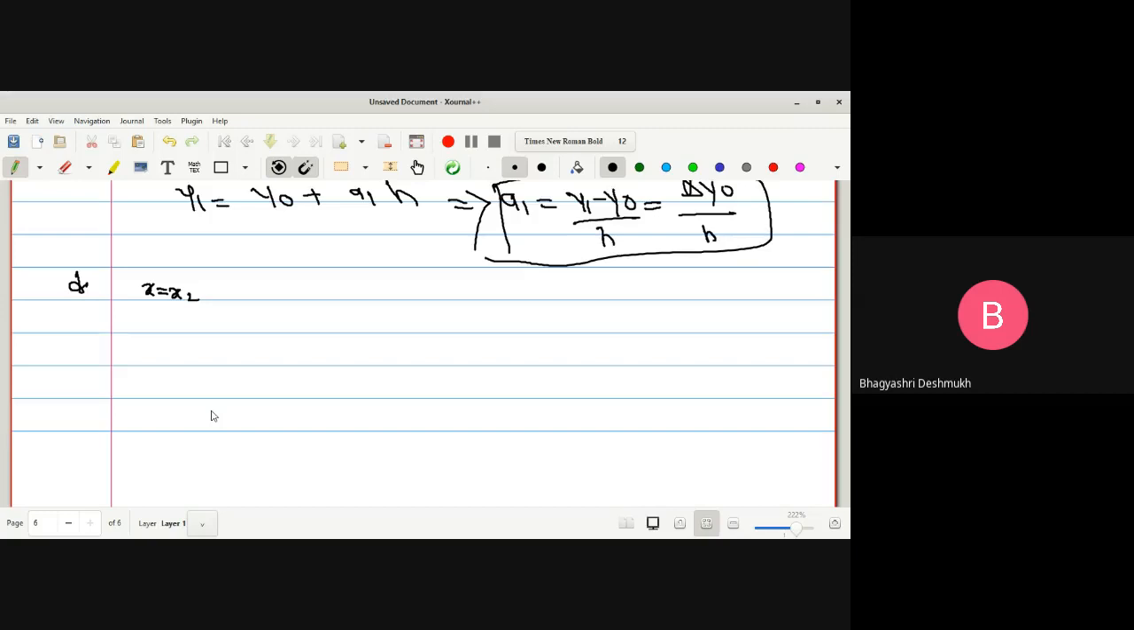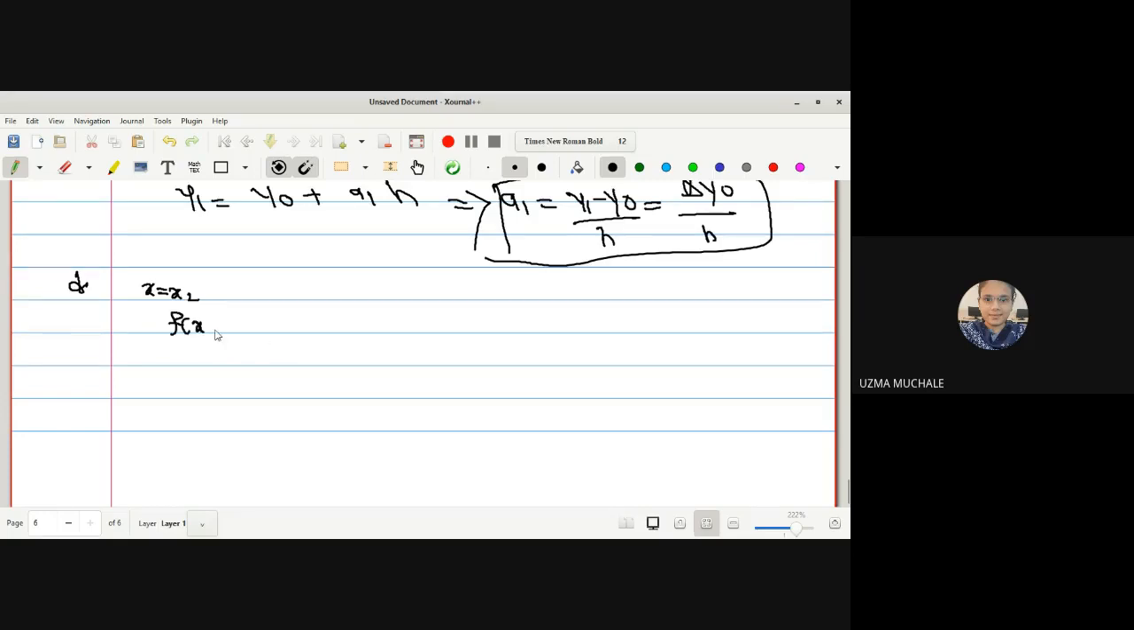2h squared a2 is equal to delta y2 plus delta y1 minus 2 delta y0 upon 2h square. Right, ma'am? Divided by 2 h square is correct, but we have to adjust the terms, whatever we have written. We have to adjust in such a way that the value of a2 should be equal to del square y0 divided by 2 into h square.